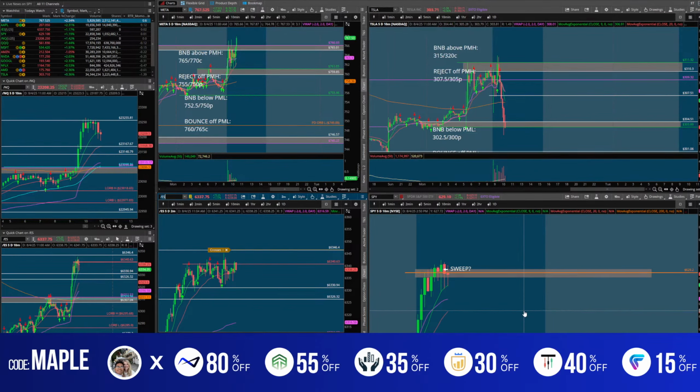Look at that battle at ORB, man. Hate that, dude. Look at the high of that candle, it's 41.75. I was two ticks away from a 5-point scale. Two freaking ticks.